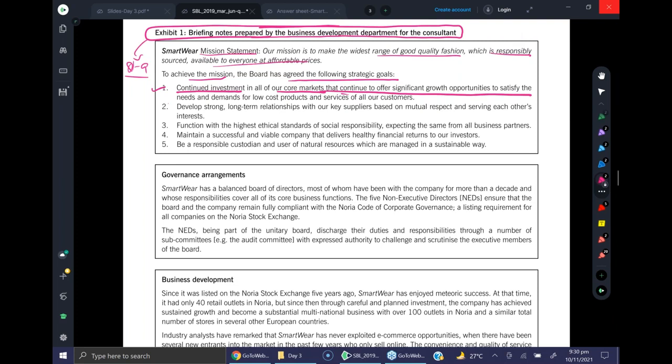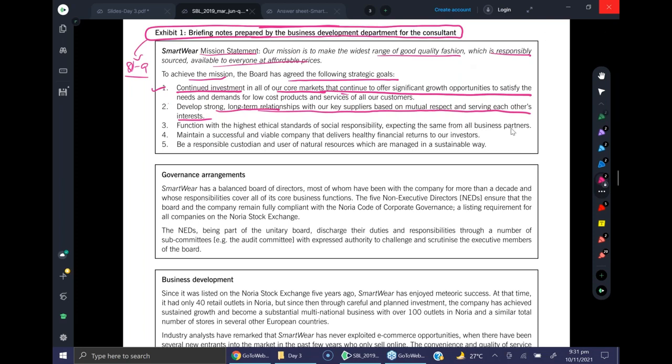Okay, next goal is to develop strong long-term relationships with our key suppliers based on mutual respect and serving each other's interest. So do you think any other external factor will impact this? Okay, I need participation here. Anything which you can think of? Having a good relationship with key suppliers. So this recession might impact the need to negotiate more about prices, isn't it? And maybe less purchasing from suppliers, right? This is a relevant point.